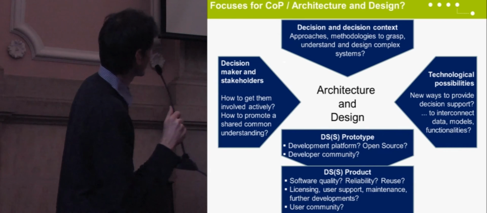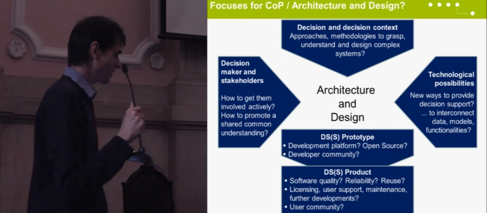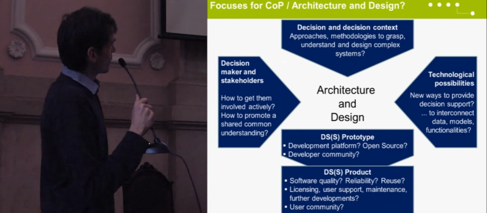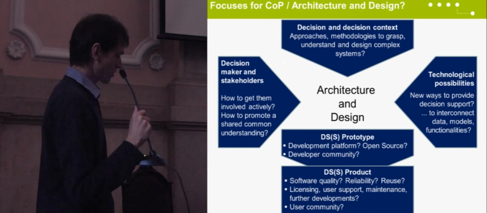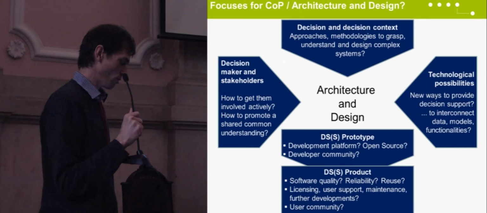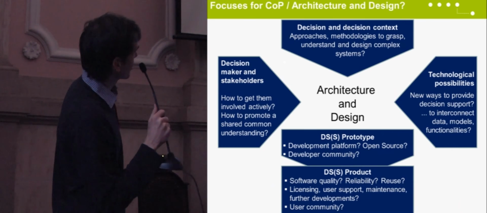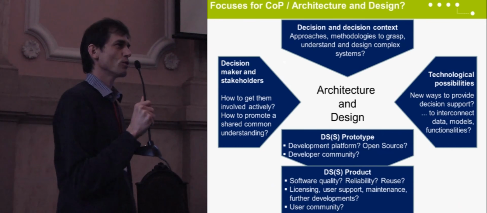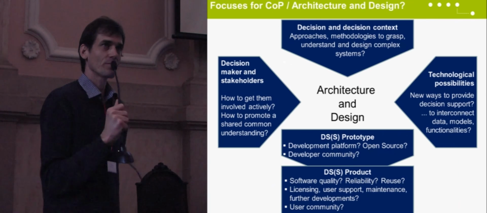To the product, we have to care about software quality, reliability, reuse, care about licensing, user support, maintenance, further developments, and also about the user community. This aspect we will speak about later this afternoon during the work plans of the community of practice.